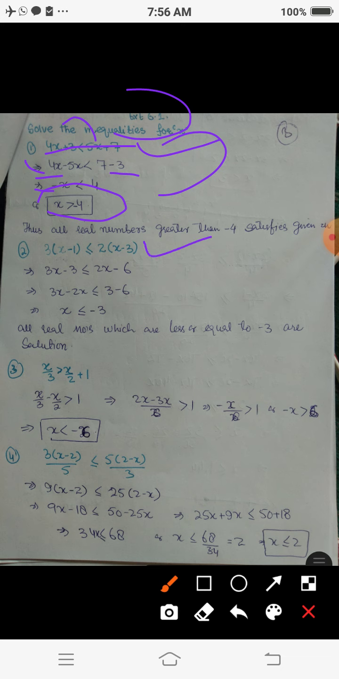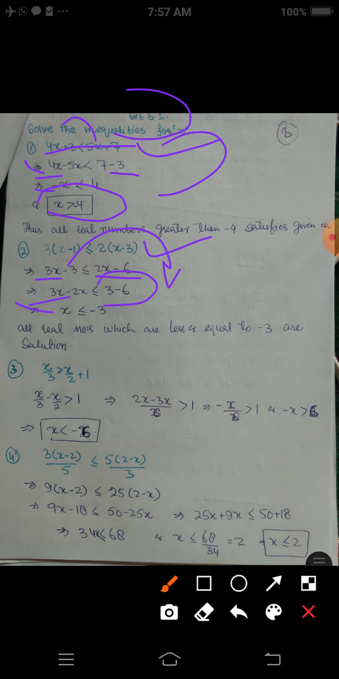The second one is 3(x - 1) ≤ 2(x - 3). Here this is a slack inequality. By multiplication, it is 3x - 3 ≤ 2x - 6, or 3x - 2x ≤ transferring this, +3 - 6, or x ≤ -3. So all real numbers which are less than or equal to -3 satisfy the given inequality.